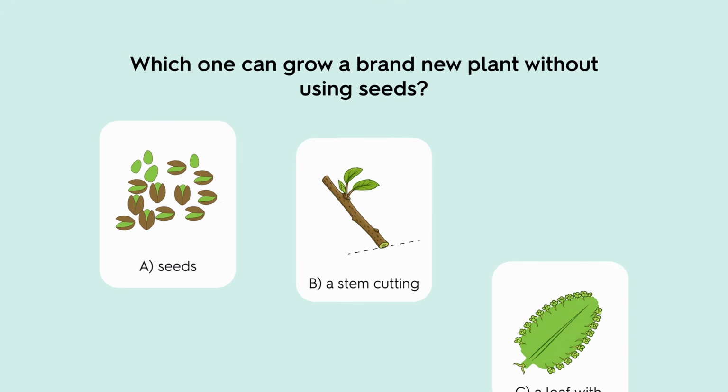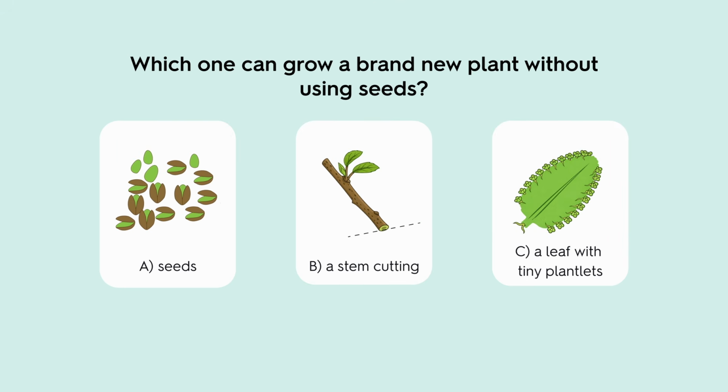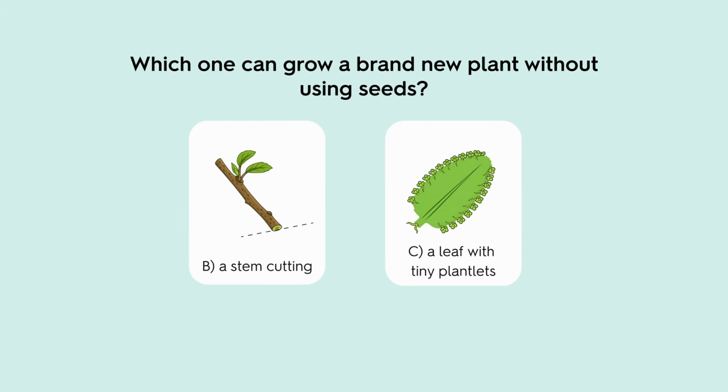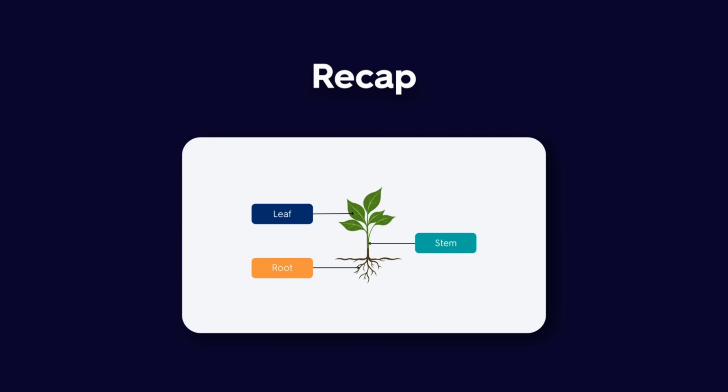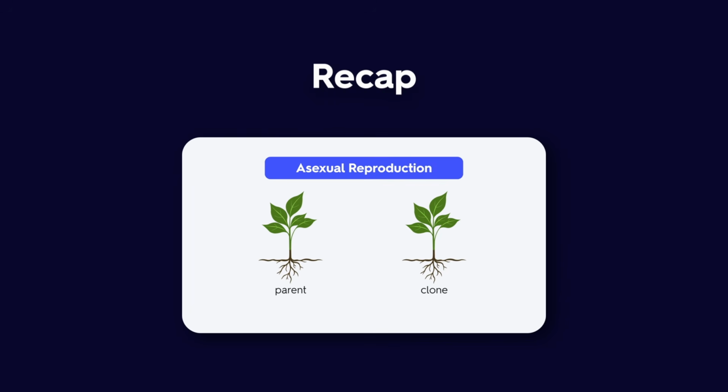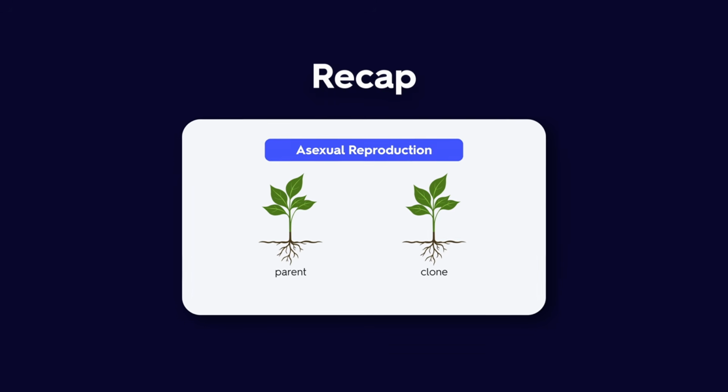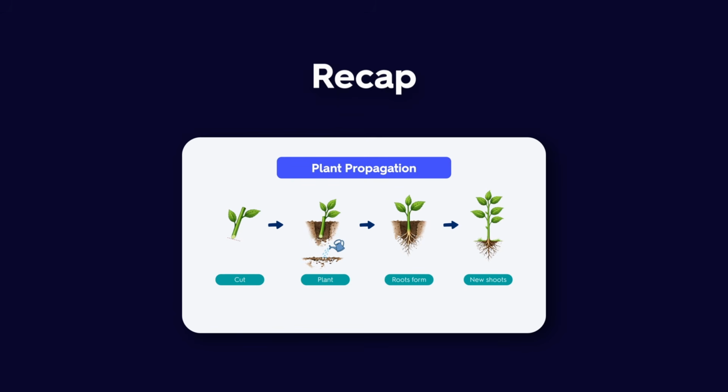Now, back to the pop quiz. The correct answer is B and C. A stem cutting can grow into a new plant, and some leaves, like bryophyllum leaves, can produce tiny plantlets that grow on their own. To recap, vegetative propagation is asexual reproduction in plants using stems, roots, or leaves instead of seeds. It often produces clones, which help preserve desirable traits, and it can be faster because you skip the seed stage.